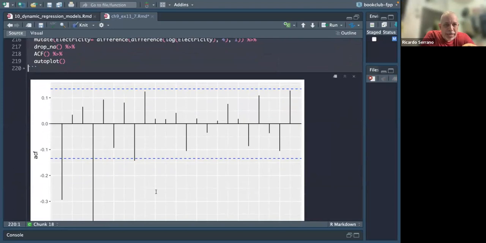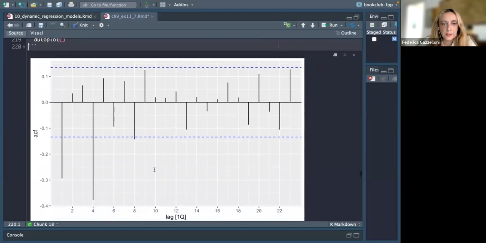But that's okay because most of them are within those confidence intervals, and that's what you want. That's a measure that those lags are not significant. The only ones that are spiking are lag one and lag four. So we could use that as a stationary time series. And if you do the KPSS test and the p-value is more than 0.05, then your null hypothesis is not rejected.